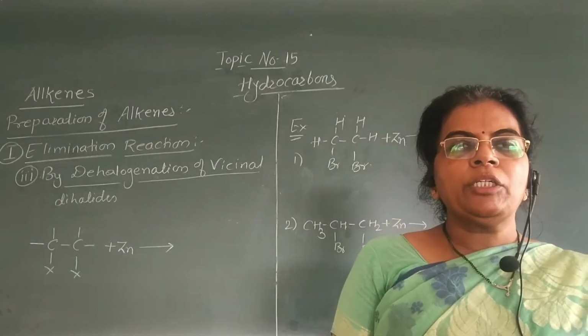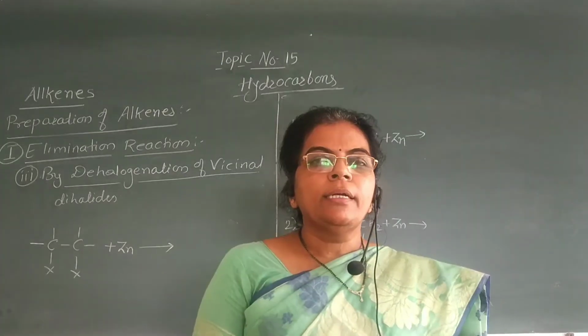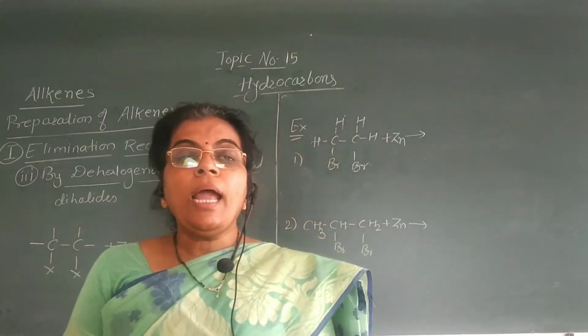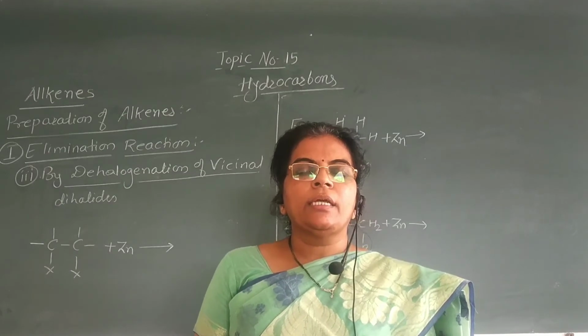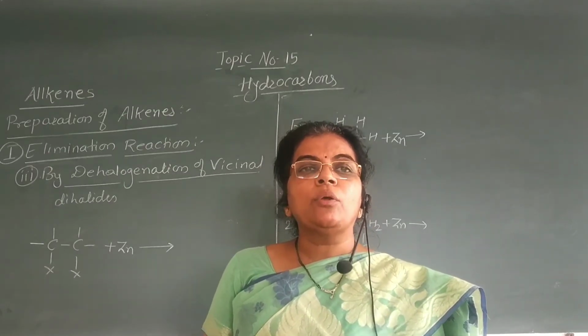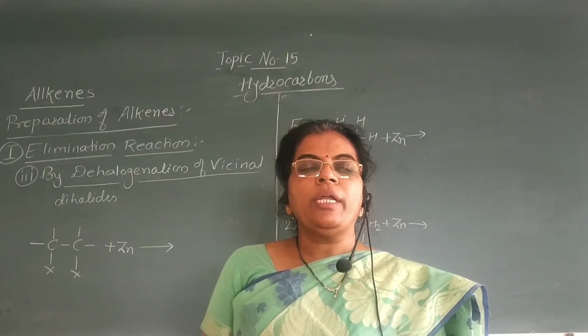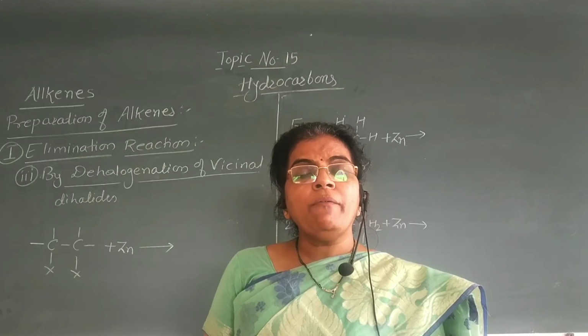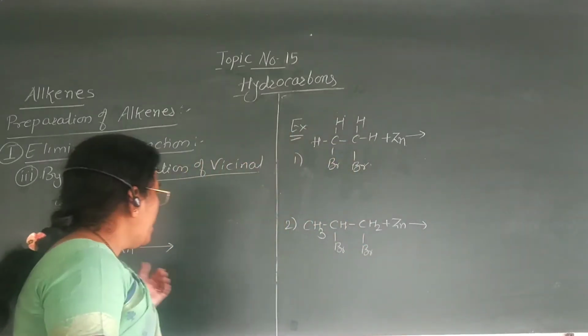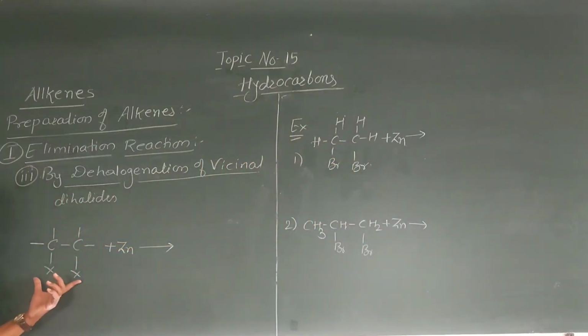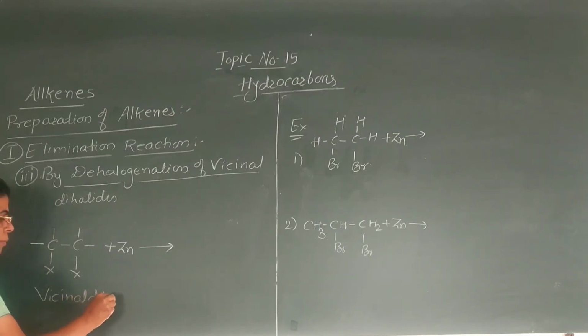Now the third elimination reaction we are going to see is by dehalogenation of vicinal dihalides. When vicinal dihalides undergo elimination reaction, that is dehalogenation reaction, they give the corresponding alkene. Now what is meant by vicinal dihalides? Dihalogen derivatives of alkanes in which two halogen atoms are attached to adjacent or neighboring carbon atoms are called vicinal dihalides.